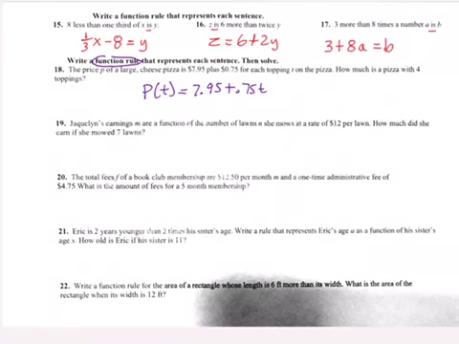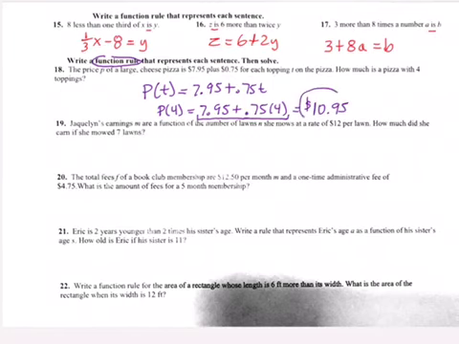And so what we're going to do is plug 4 in for this. So we've got P of 4, which just means we're plugging in 4 for T. So we've got 7.95 plus 0.75 times 4, and we're going to figure out what that equals. In this case, you get that the pizza costs a total of $10.95 with 4 toppings.